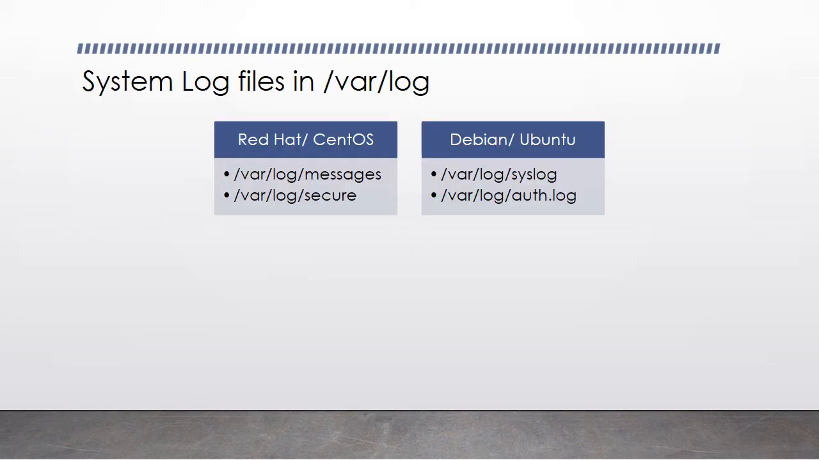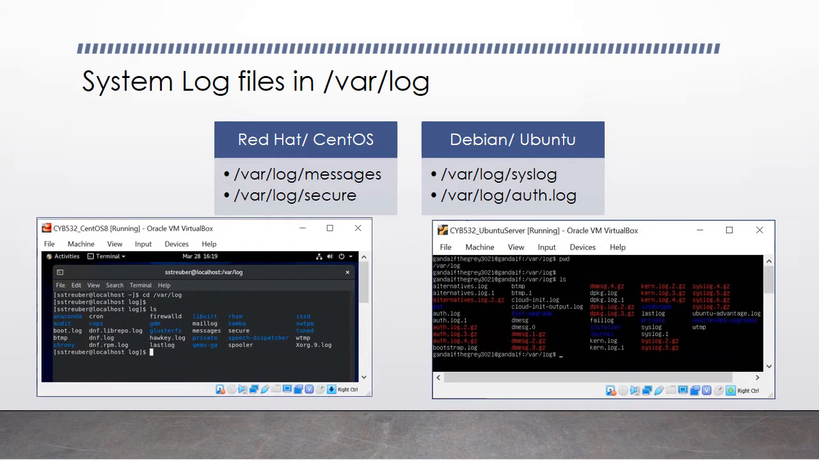You'll find the Linux log files in the /var/log directory. The structure of Linux log files is pretty much the same across all Linux distros, but in the Linux tradition of trying to keep us all confused, the main log files have different names on different distros.